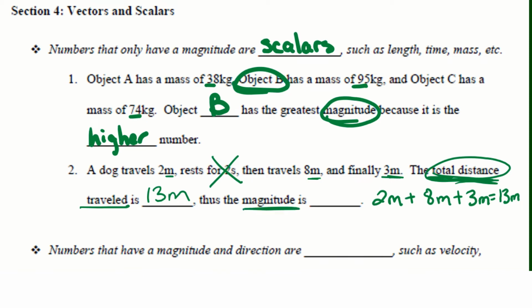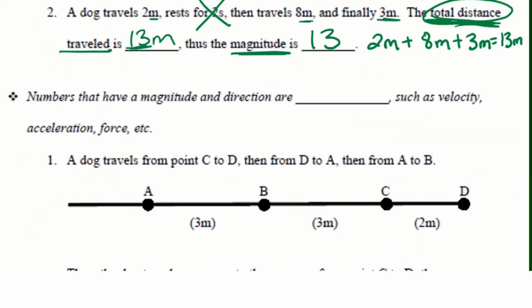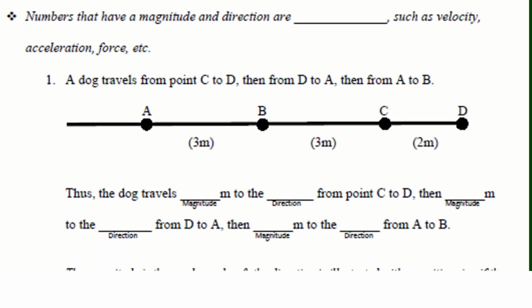So the total distance traveled is 13 meters. Thus, the magnitude, remember magnitude is the value, would be 13. Now, they are not asking you in what direction did the dog go. They are simply wanting to know the magnitude. They are referring to the distance only. So that would be a form of a scalar. Now, if we want to involve direction, we would look at this other number. Numbers that have a magnitude and direction are known as vectors, such as velocity, acceleration, force, etc.